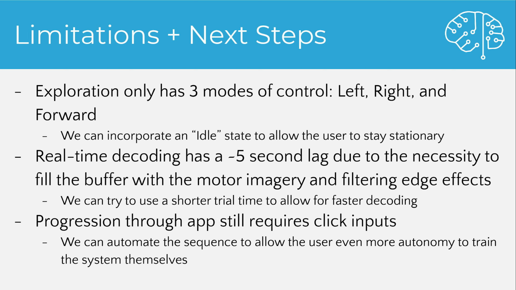The last issue, which is a very minor issue, is progression through the app. Actually getting to Google Maps where you can use the BCI commands requires click inputs. And that's an easy fix. We can just automate the sequence to allow the user even more autonomy. So once they've automatically gone through a training sequence, which we can set up as well, it will progress to Google Maps. So there will be no clicks involved, maybe just hitting a space bar or something to start the process. But after that, it'll be fully automated for the user for accessibility reasons.